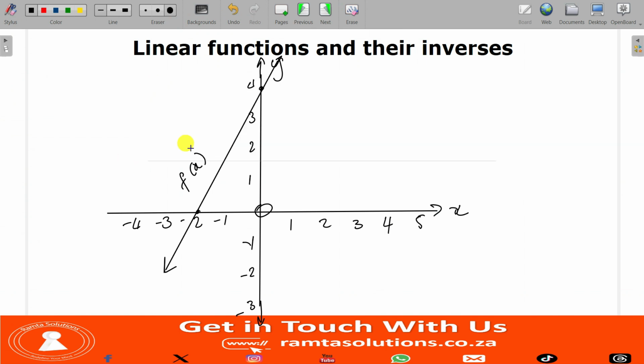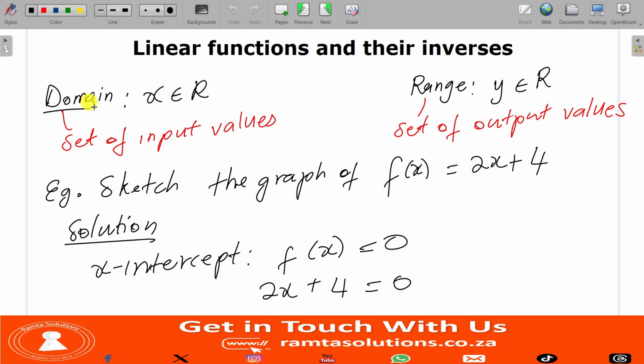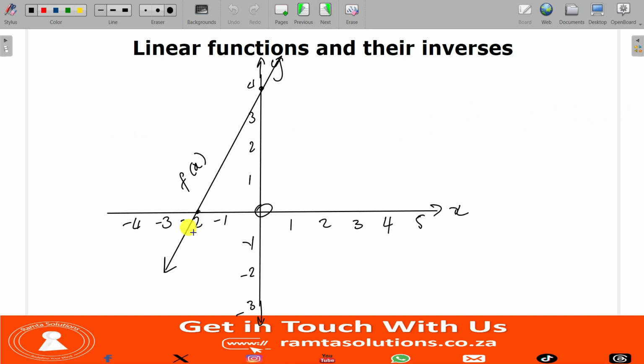Okay, so this is your f of x. Do you see? We drew it. All right. Perfect. Now, as you can see, we said the domain is always x is an element of real numbers and the range y is always an element of real numbers. Guys, this is always. So we were able to sketch this. Let me indicate some points here. I'm going to use a different color. So this point here is negative 2 and 0, whereas this point here is 0 and positive 4.